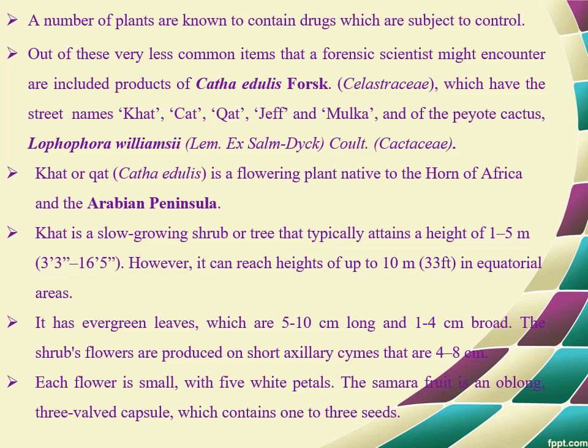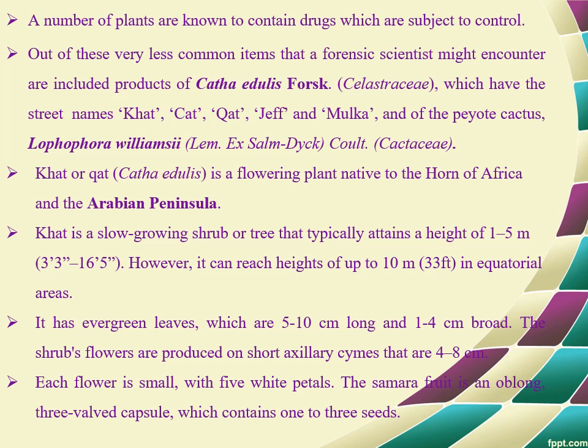A number of plants are known to contain drugs which are subject to control. Out of these, the less common items that a forensic scientist might encounter include products of Catha edulis, which have different names on the streets such as Khat, Cat, Qat, Jave, and Mulka. And the second plant is the peyote cactus, Lophophora williamsii.